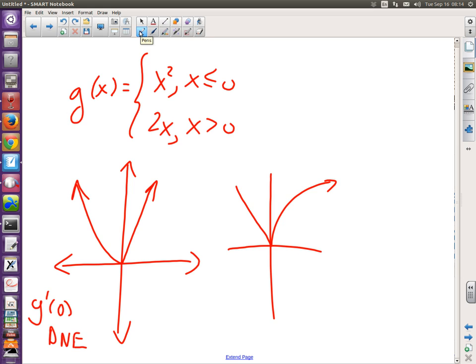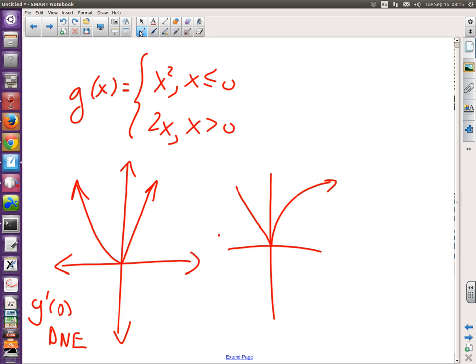But what's the derivative of x squared? 2x. But if you plug in 0 into 2x, you get 0. So the tangent line slopes are getting closer and closer to being 0. In other words, the tangent line here from the left is horizontal, but the tangent line here isn't horizontal. Oh, because you're saying the derivatives of each don't match. They don't match, right.